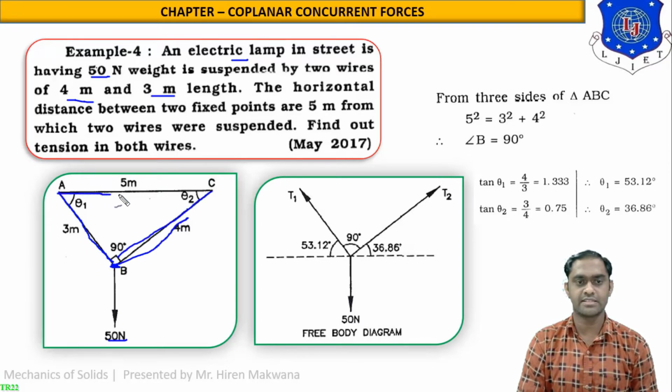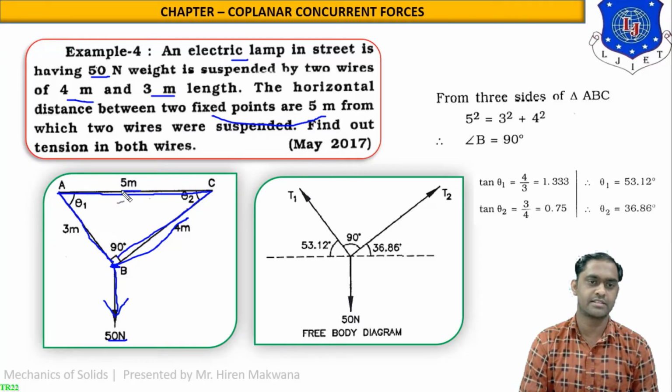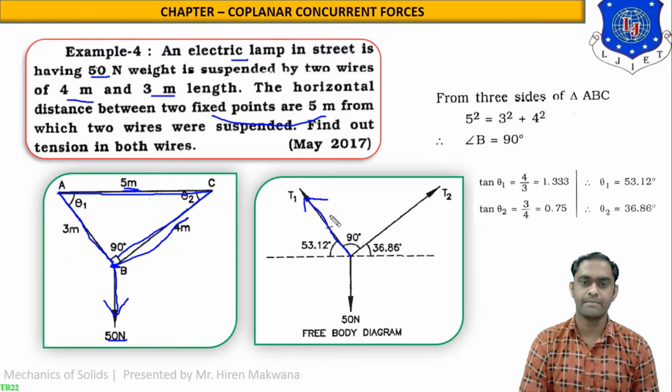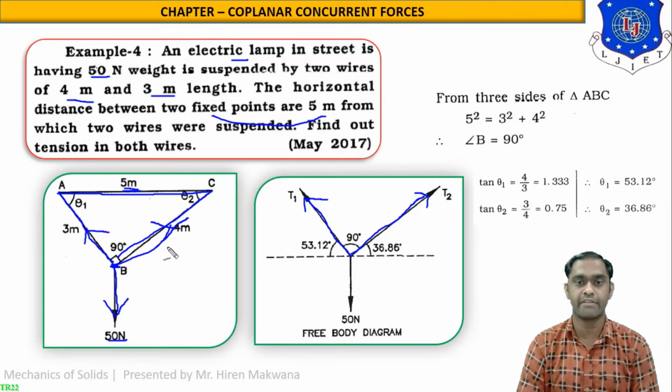And from the ceiling, this is the ceiling AC. From this ceiling, two wires are suspended which are holding weight 50 Newton. Now, the distance between the two fixed points from which the two wires are suspended is 5 meter. Find out the tension in both the wires. So we have to find the tension in this wire as well as the tension in this wire. So here it is tension T1, here it is tension T2. Why the tension? Because in a string there is always tension towards the fixed point, T1 and T2, as discussed in the previous numerical.